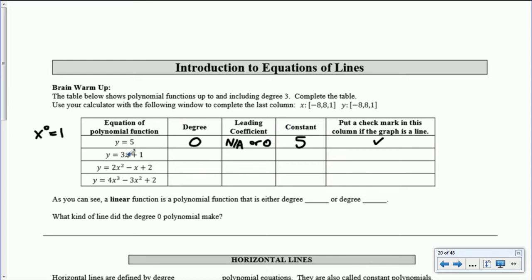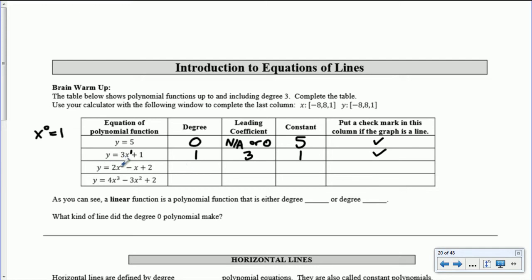Okay, next one, the degree of this one is degree 1, so it's 3x to the 1, if you like. The leading coefficient is 3, and the constant term is positive 1. This would also be a line.